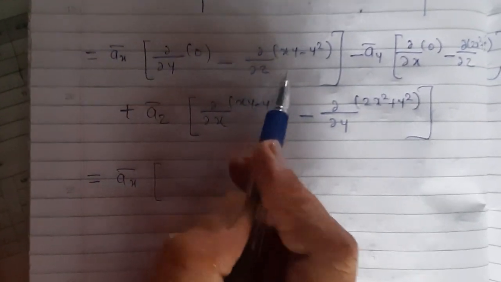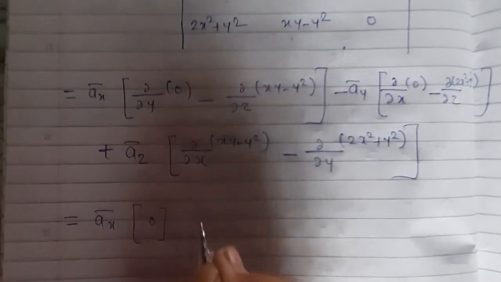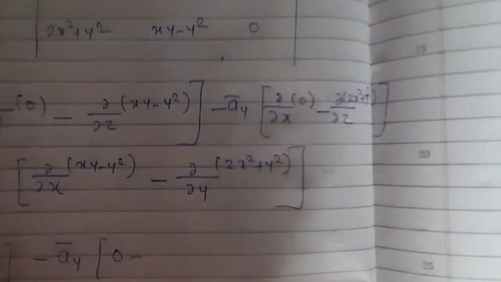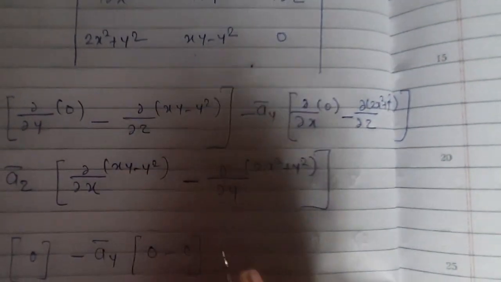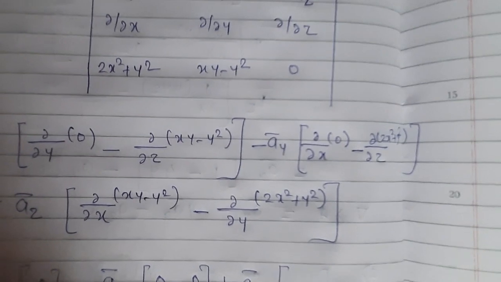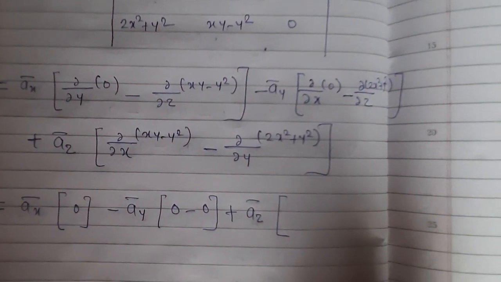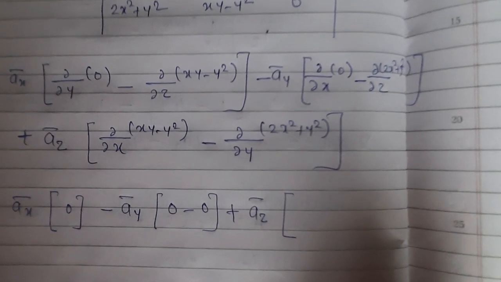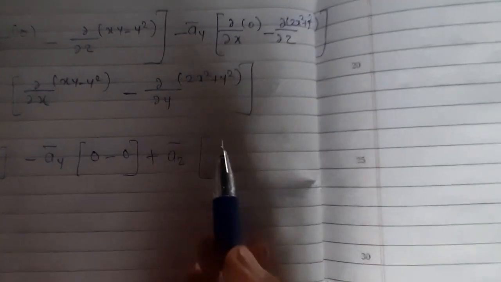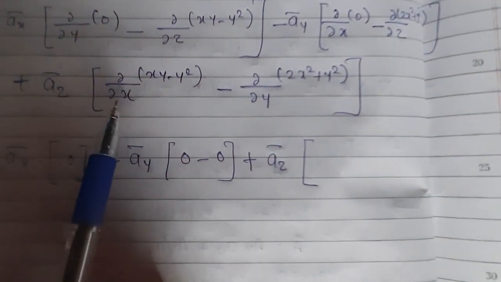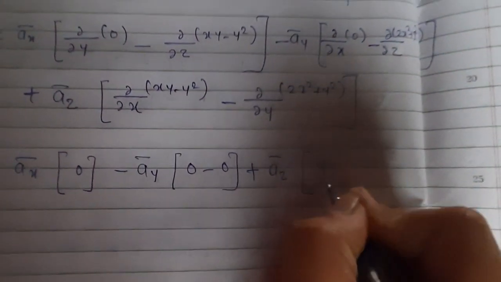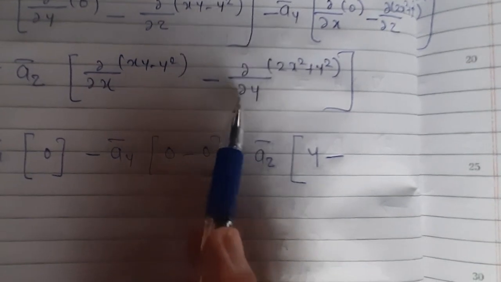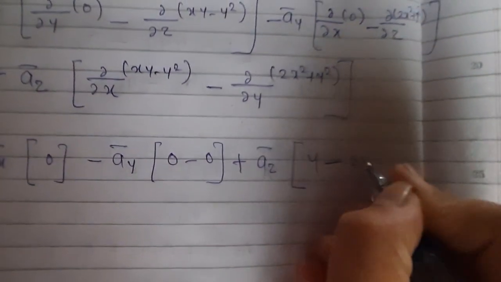So this is 0 minus, there is no z term present in this equation, so it all will be 0 minus ay bar into, this is 0, and here also there is no z term present in this equation, so it is also 0 plus az bar into, here it is d by dx of xy, so it is y, and d by dx of y square is 0, so this term is y, minus d by dy of 2x square is 0, and d by dy of y square is 2y.